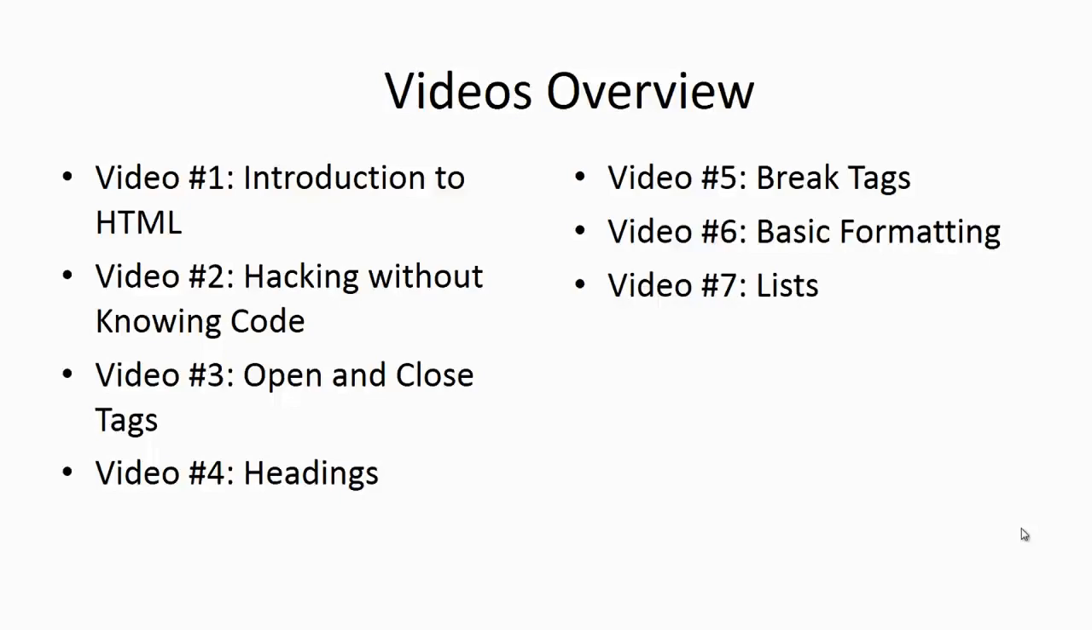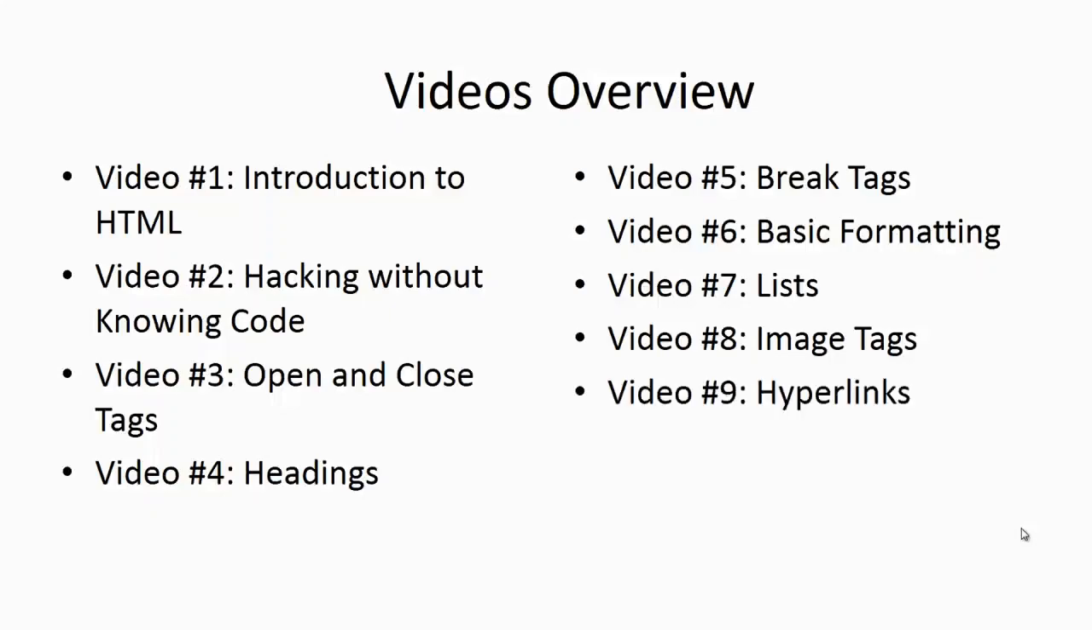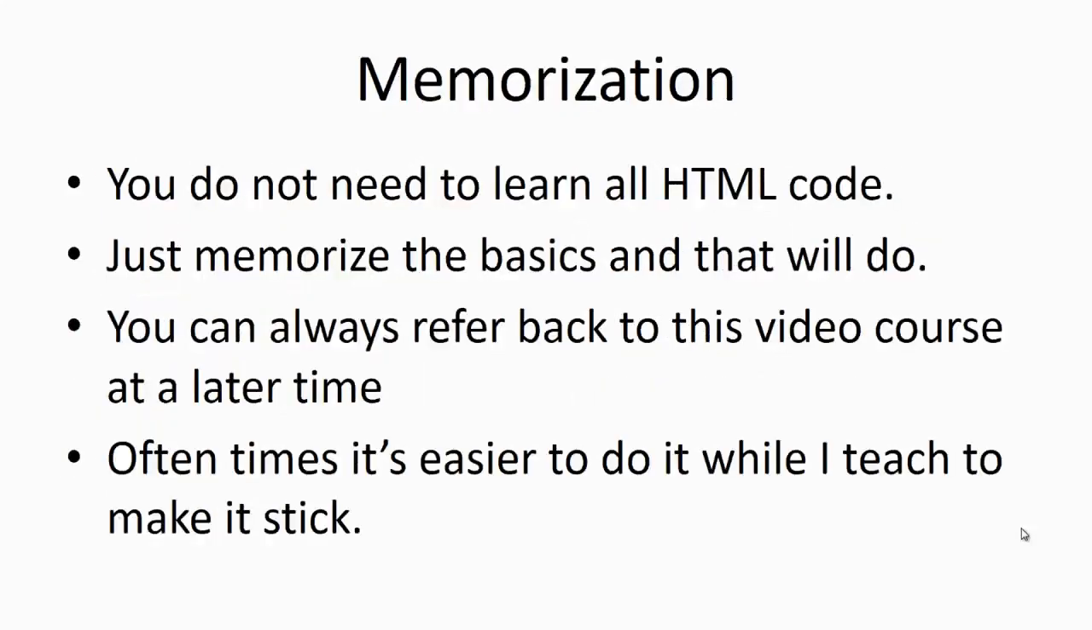How do you create these types of lists? Because this is something that you're going to want to do. And video number 8, we're going to talk about image tags, how to make them SEO friendly. And of course, video number 9, we're going to talk about hyperlinks. Not just how to create a hyperlink, but how to make it so when somebody clicks on it, it opens up in a new window. So this is something that you are going to face over and over again. And that's why we're focusing specifically on these tags.